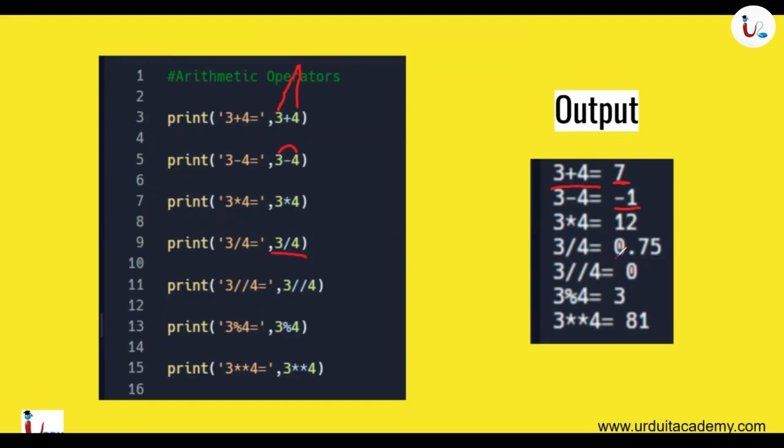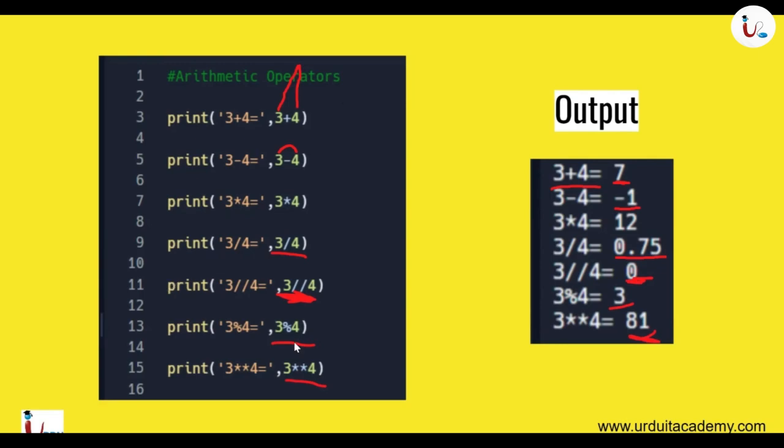With 3 divided by 4, you can see it gives you a decimal value, a float value. But whenever you use floor division, the 0.75 is ignored and the answer is 0. Only the integer part, the whole number part 0, is printed. In the same way, the remainder is 3. And the exponent means 3 into 3 into 3 into 3, which means 81. So these are the arithmetical operators we use in Python.